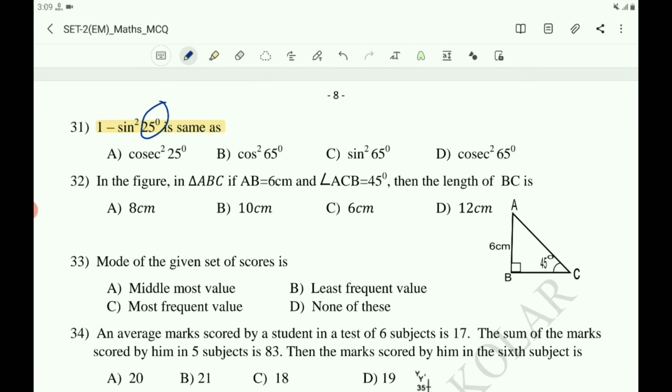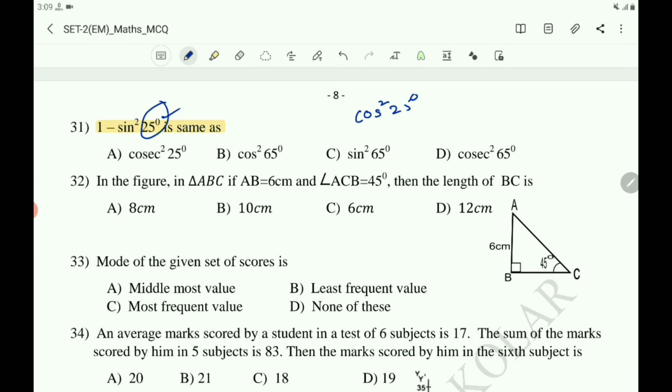But here cos square theta is not there in the options, 25 degree is not there. Then you know that it is equal to what? Cos square 25 degree. Cos square 25 degree is same as sin square 65 degree, because 65 degree and 25 degree are complementary angles. And the complement of sin theta is cos theta, and the complement of cos theta is sin theta. So it is equal to sin square 65 degree.